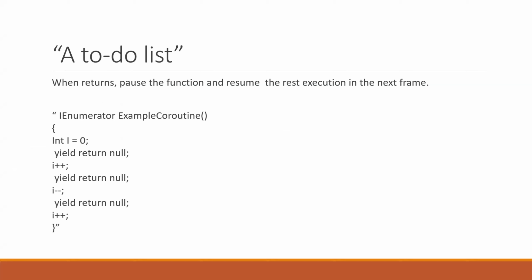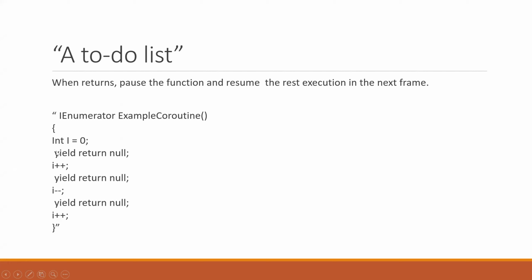A coroutine is basically just like a to-do list. When it returns, it pauses the function and resumes the next execution in the next frame. So if you look at this code, in the first frame, it will initialize i's value. And in the next frame, it's going to resume the execution in here instead of initializing i again. And there's one thing to notice. The coroutine will stop when it reaches the end of the line, which means the coroutine will stop after it executes the i++ in here.